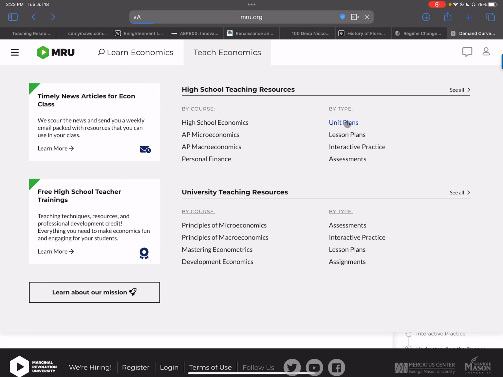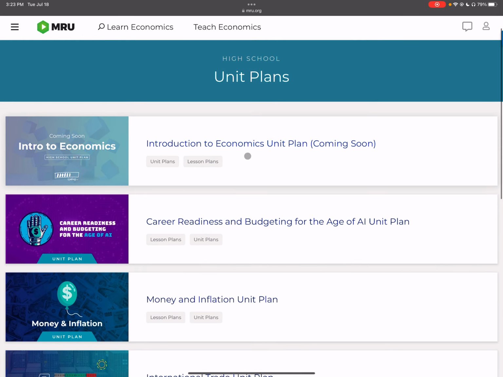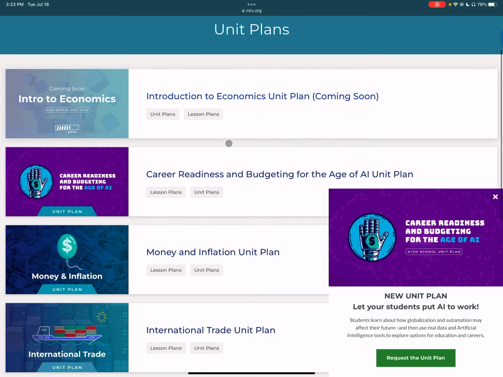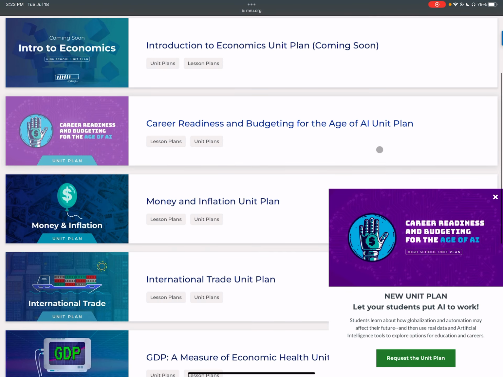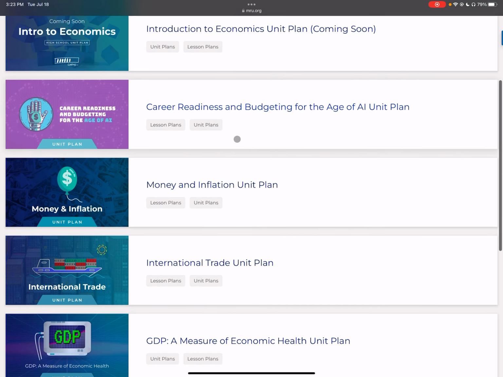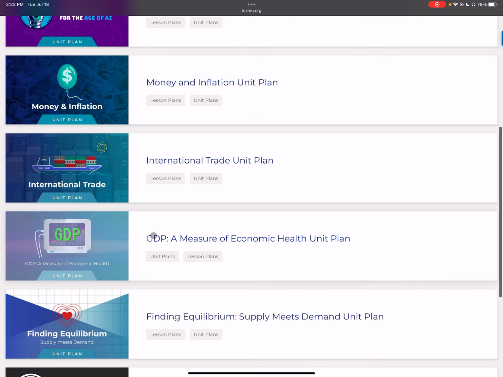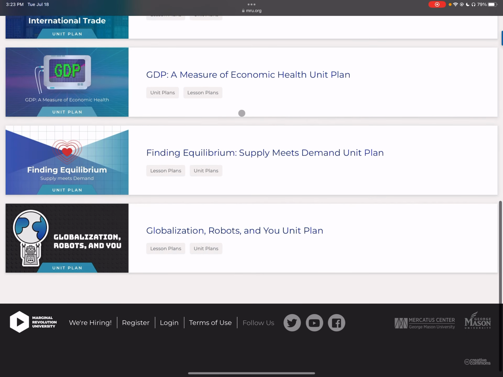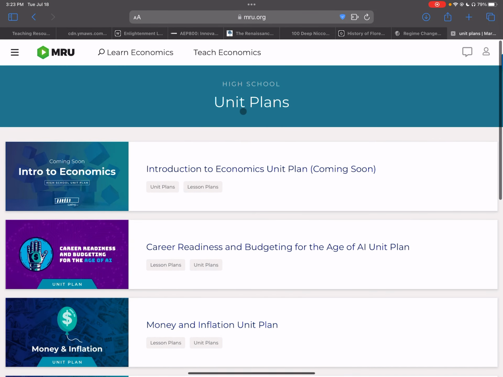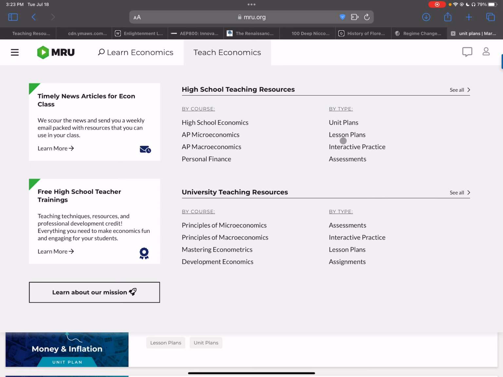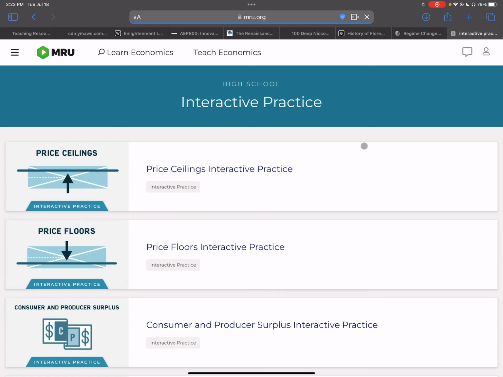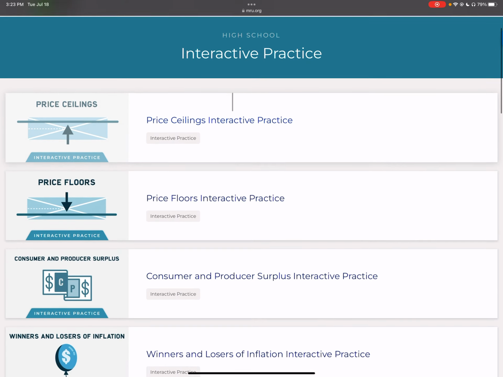But they also offer entire unit plans. There's an intro to econ plan that's supposed to be coming out in the next couple weeks, a career readiness plan in the age of AI that's super helpful, money and inflation, international trade, GDP, all these important economic ideas. They'll have whole units that typically take 5 or 6 classes with all of the material provided for you completely for free. And perhaps my favorite thing, these wonderful little interactive practices.